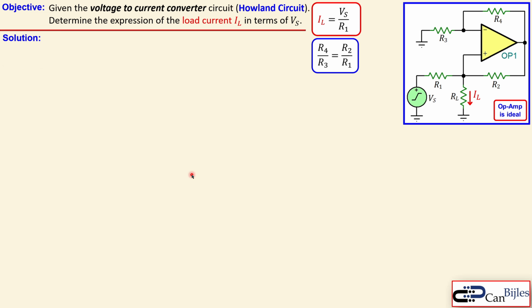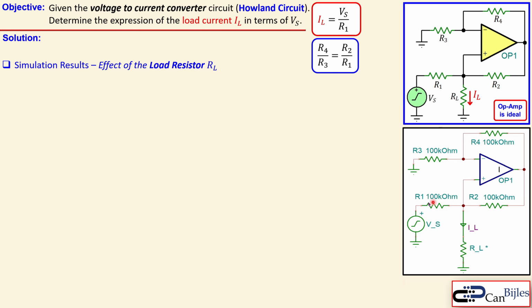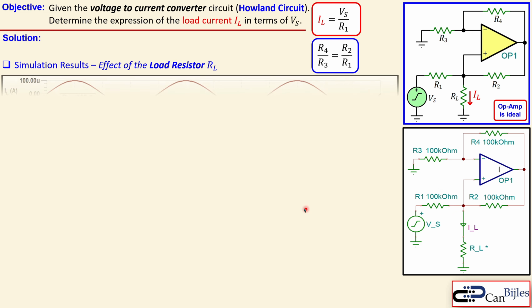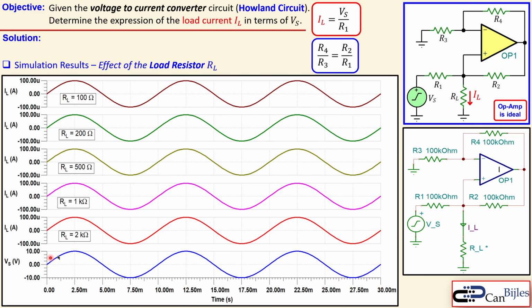Let's see also the situation where we change the load resistor and see the effect on the load current. Because we said if this condition is met, then this is the load current, which is only dependent on R1 and nothing else. So if I change my RL, the load current should not change. Again, I make this circuit, again 100 kilo ohms for all of these 4 resistors, and I'm now going to sweep the value of the load resistor. Now the results are shown here. Again, my blue input Vs, 10 volts peak, with a 100 hertz frequency.